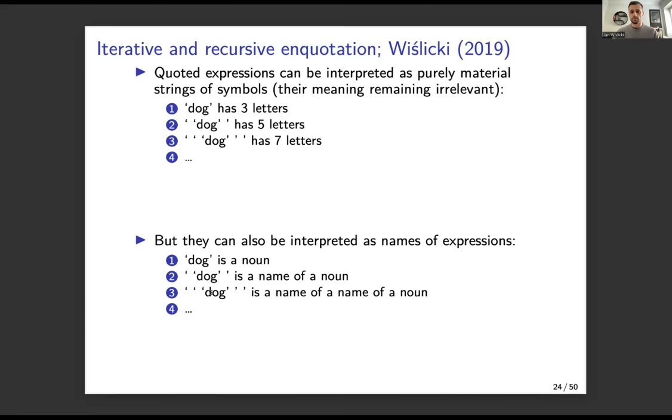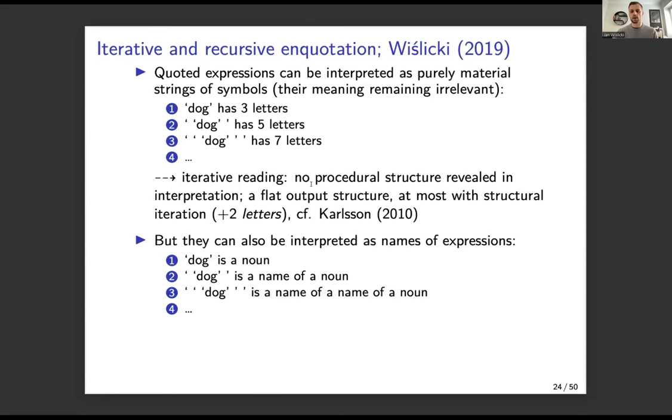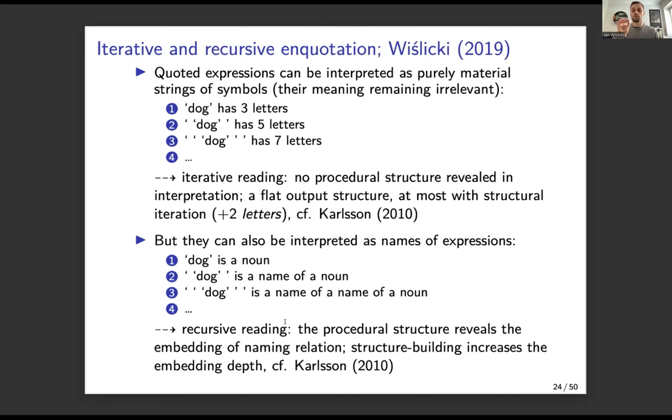In the first case, we have the iterative reading, so we have no procedural structure that would be revealed in the interpretation. Rather, we have a flat output structure. The only thing we can get here is at most structural iteration, but this is definable in terms of flat structure. This is not the case for the recursive reading. Here we have the procedural structure that reveals the embedding of the naming relation. And the structure building itself increases the embedding depth. So this is the crucial element of recursion.